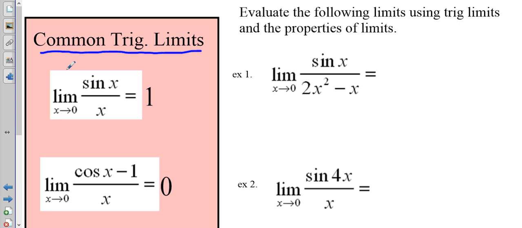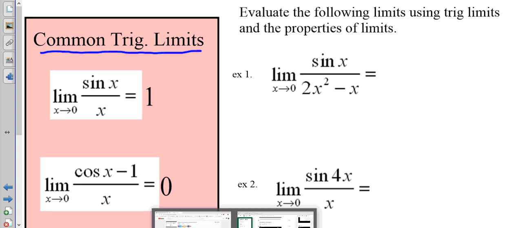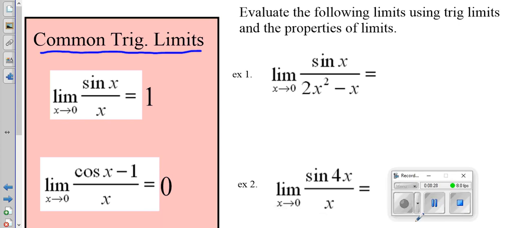We're going to look at these two different functions. We have the limit as x approaches 0 of sine of x over x. That's going to equal 1. Now, how do we know that? Well, if you take this right here, I'm going to go over this. I'm going to pause this real quick and get back.